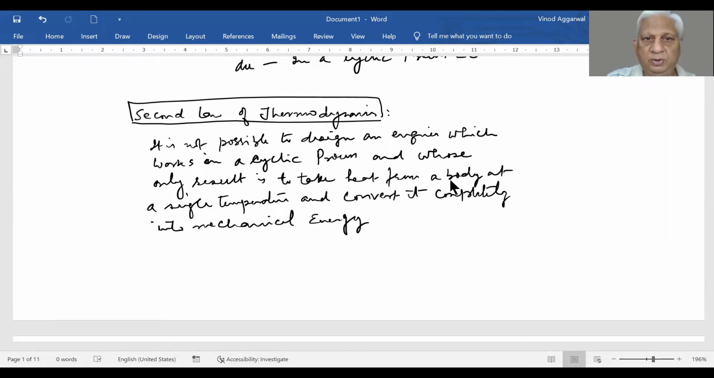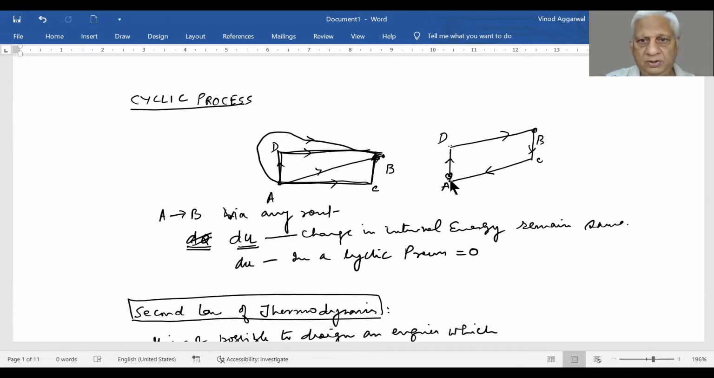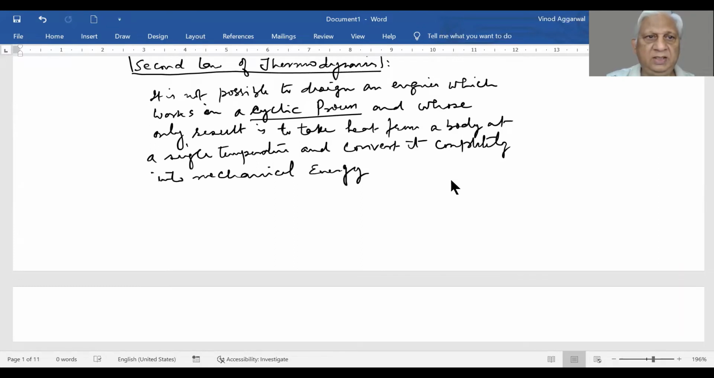It says it is not possible to design an engine which works in a cyclic process. Cyclic process we have already seen, a process wherein the system comes back to its original state, taking any path, it doesn't matter. In such a case, if there is an engine which works in a cyclic process and whose result is to take heat from a body at a single temperature and convert it completely to mechanical energy, it is not possible.